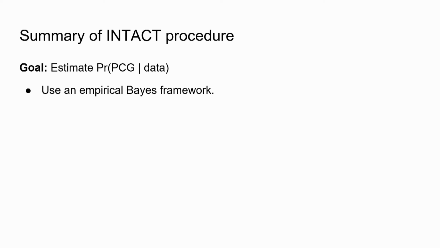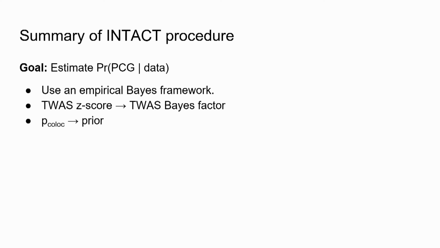Okay, so summing up here again, our goal was to estimate a posterior probability of causality, essentially, for each gene. We used an empirical Bayes framework to do this. That involved converting a TWAS z-score to a Bayes factor, and then we also formed an empirical Bayes prior based on our co-localization evidence.